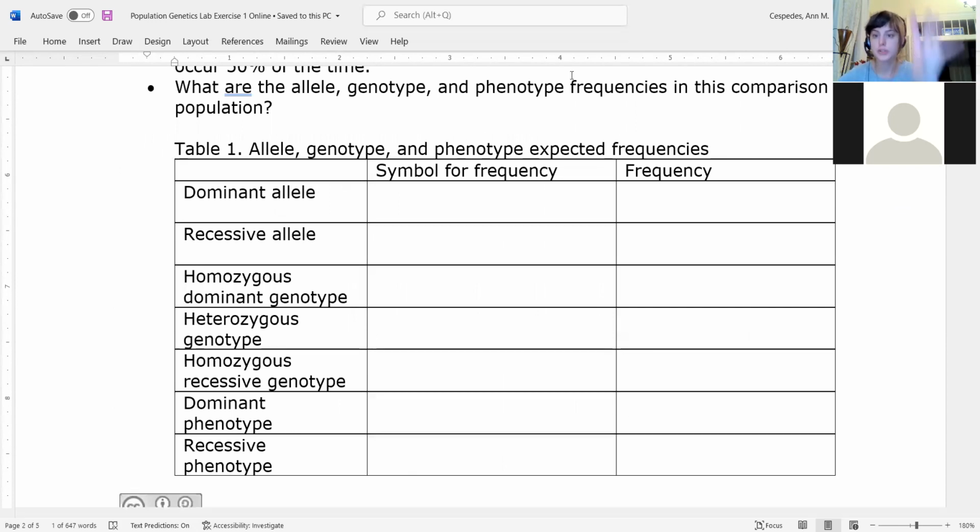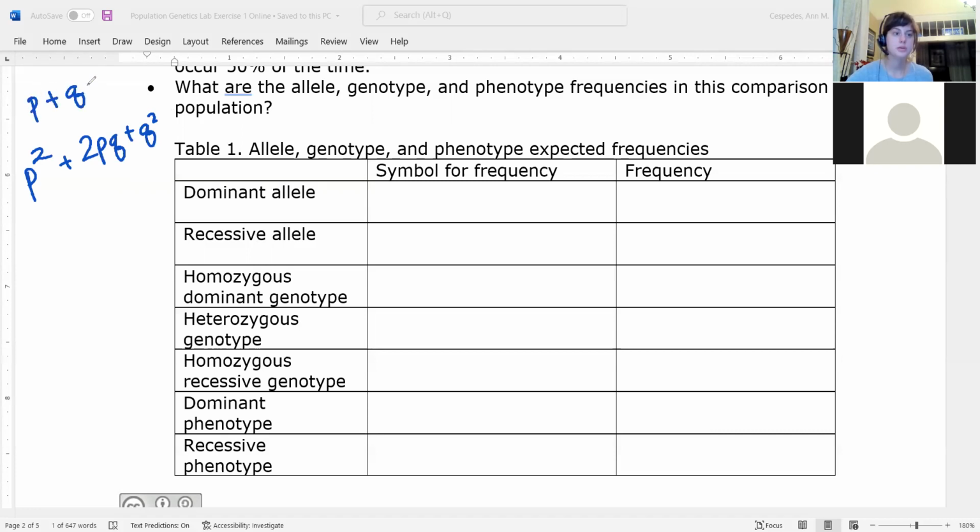Okay, so we've already told you, if you read the instructions, it says you're going to start with those frequencies. In the Hardy-Weinberg equation, we have p squared plus 2pq plus q squared, and we also have the simpler p plus q equals 1. This has to do with the alleles themselves, the allele frequencies p and q.